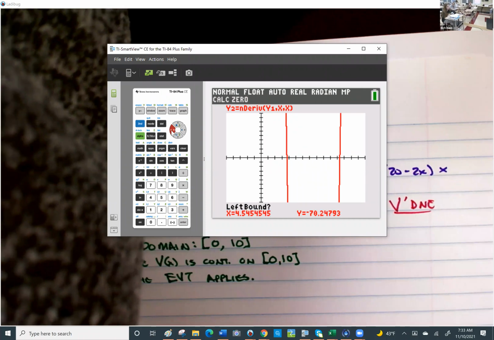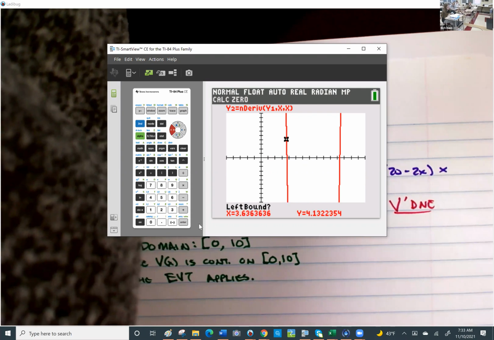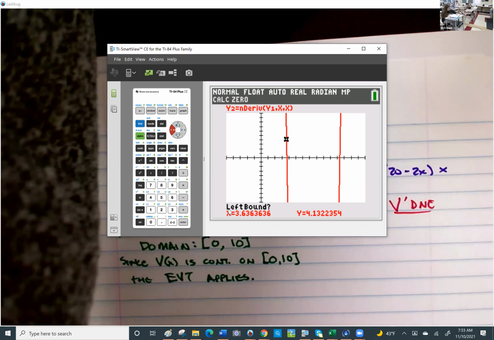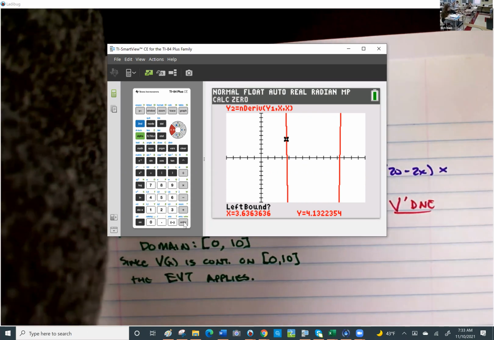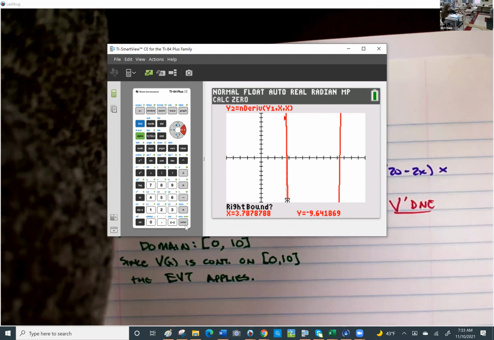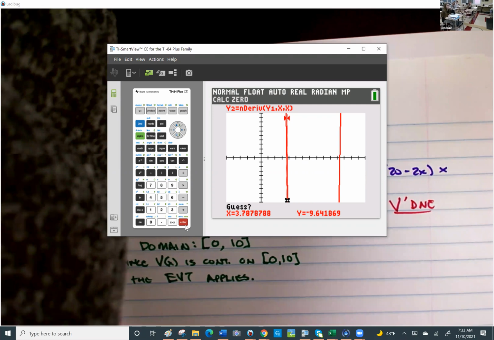Far. I don't even see my Frogger there. There he is. Okay, so now I know I'm above, and you can kind of see it's coming down from the left to the right, positive to negative. Sounds like a minimum. And then arrow to the right of it. I've got a negative number there. Boom, boom. And I probably should have made my window a little bit better to see that.